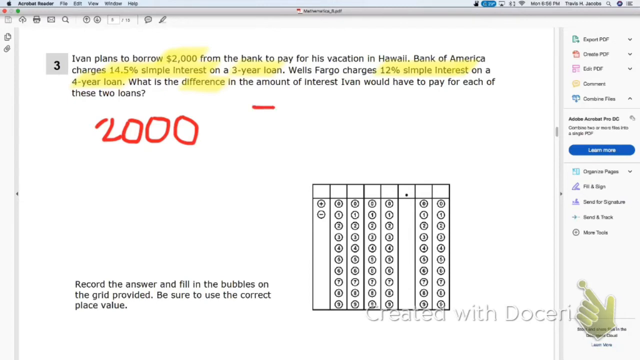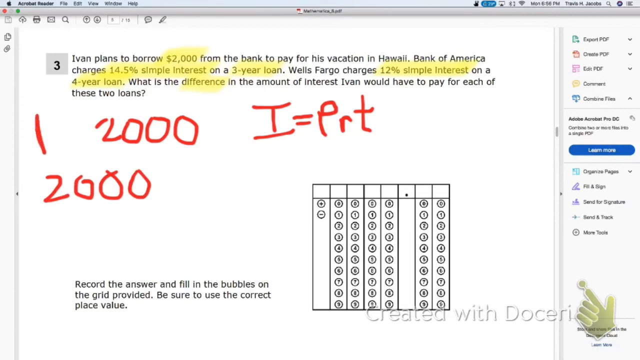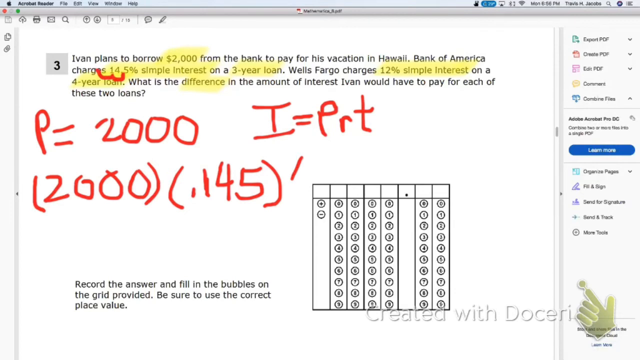So we're going to use I equals P R T. And we know that from the front of the sheet. Okay, so the first one, there's two accounts. It's going to be 2,000. So this is my principal. 2,000 times the rate, which is 14.5%. We're going to move the decimal two times to the left, make it 0.145, and 3 years.